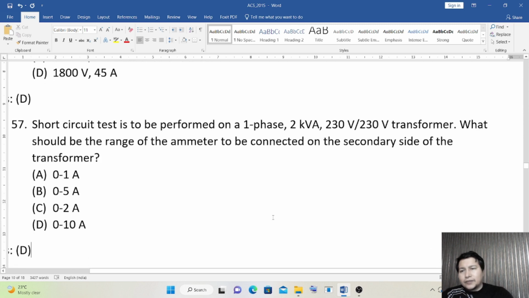57 number question. Short circuit test is to be performed on a single phase 2 kVA 230 by 230 volt transformer. What should be the range of the ammeter to be connected on the secondary side of the transformer? Eto ekebare simple question, just formula put kori dile hoi answer to ahibo 0 to 10 ampere.